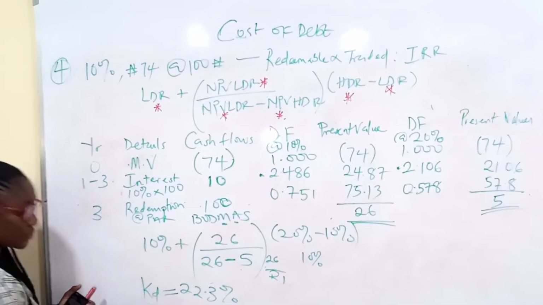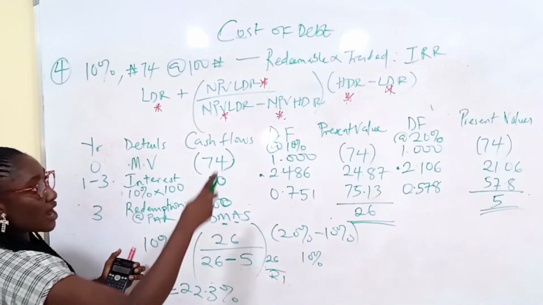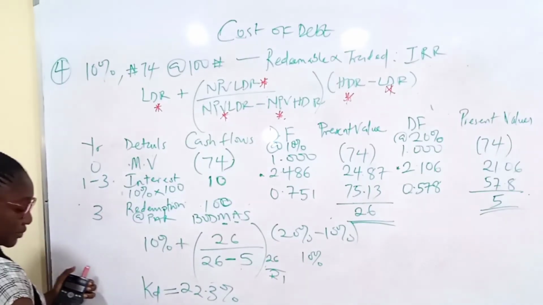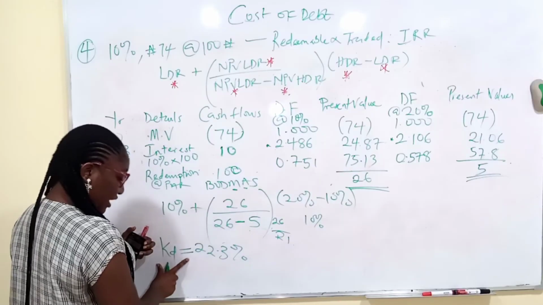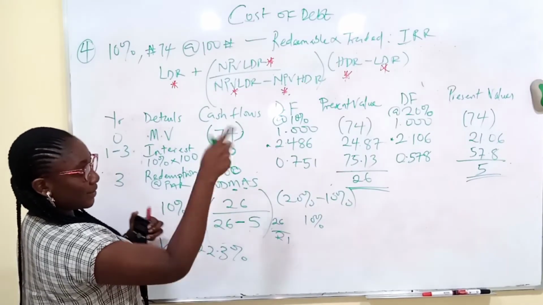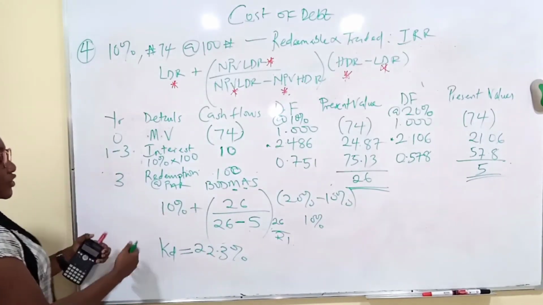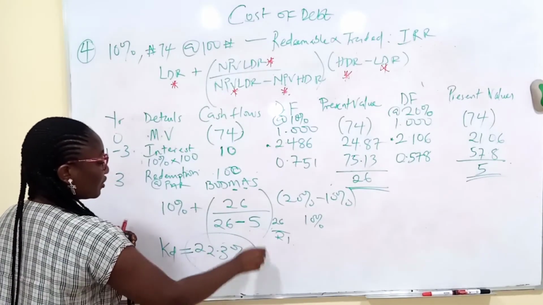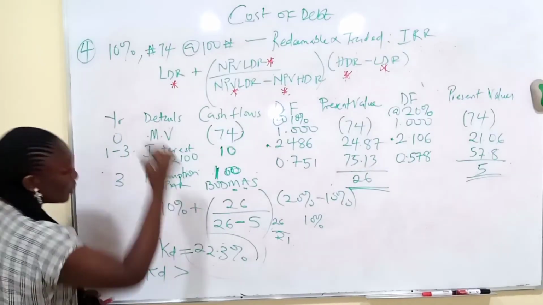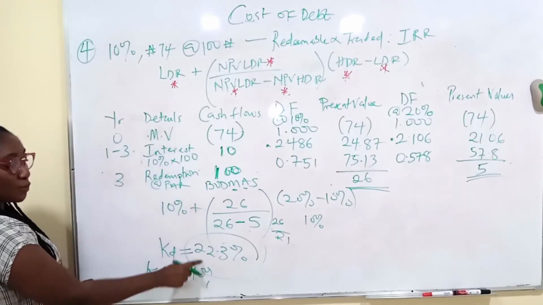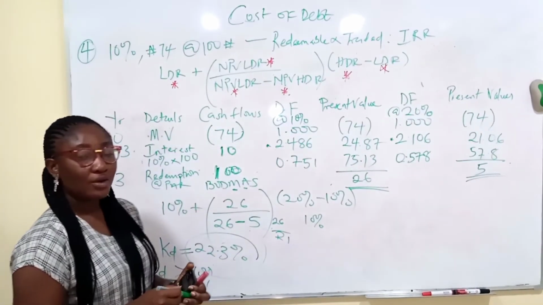IRR is the cost of debt. So for a redeemable and traded debt, the cost of debt is the same thing as the IRR. The cost of debt is gotten by determining the IRR. When you determine the IRR, you say cost of debt is equal to 22.3%. So can you see that the cost of debt here is greater than the coupon of 10%? 22.3 is greater than 10%. So somehow you know that you are correct.